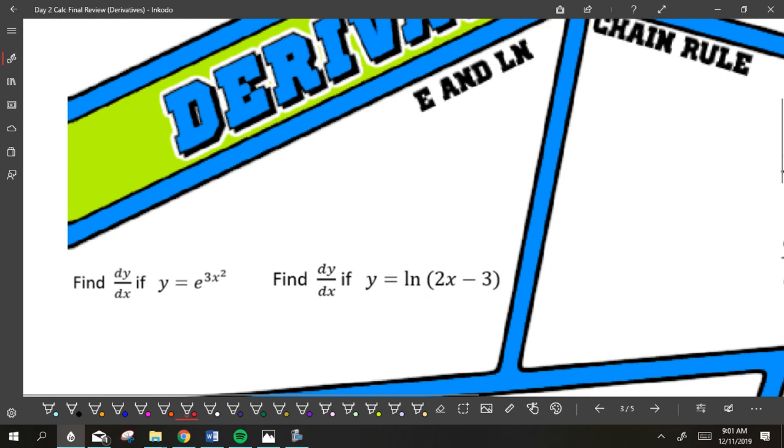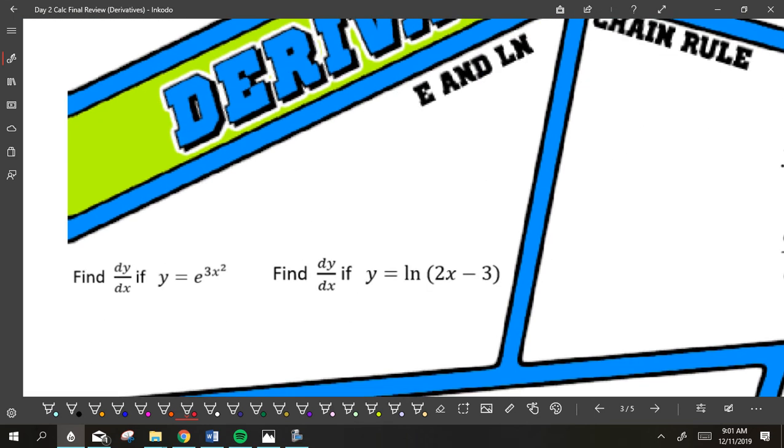E and ln. There's no good way to write e and ln, but you could write them in here if you really wanted to. If f of x is equal to e to the x, what is f prime of x going to be equal to? The derivative of e is what you see times the derivative of the exponent. But the derivative of e to the x is e to the x.